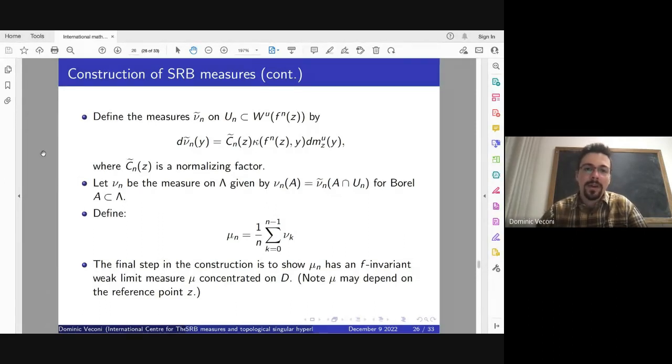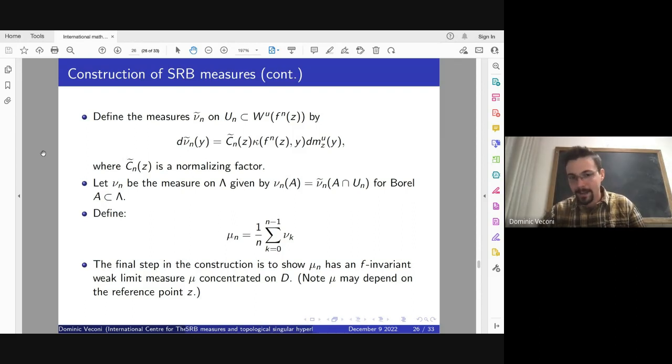So we're going to consider nu n tilde on each of these subsets Un, given by a density times Lebesgue measure, and Cn tilde is a normalizing factor to make this an actual probability measure. And without the tilde, nu n is just a measure on lambda that measures intersections of subsets A with Un for Borel sets A. And we define the empirical average mu n as the average of all the nu k up until time n. After you take this average, the final step in the construction is to show that mu n has an F-invariant weak limit measure that's concentrated on D. Remember that D is the set of all points that have full definition forwards and backwards. And that weak limit measure might depend on our initial choice of reference point z.